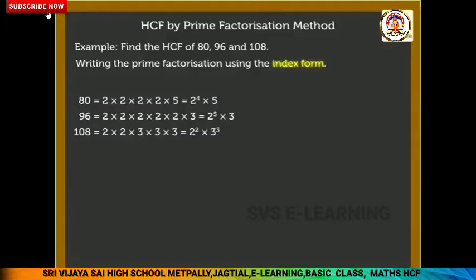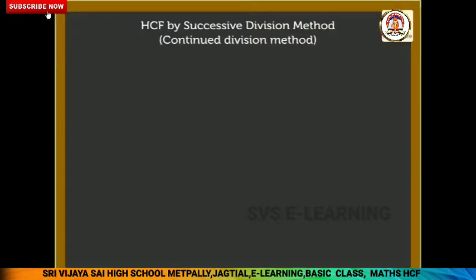Now, underline the common base in all the three numbers, which is 2. Finally, we take the base with the minimum power as HCF, which is 2 squared is equal to 4. Now, let us see how to find HCF by the successive division method, also known as the continued division method.